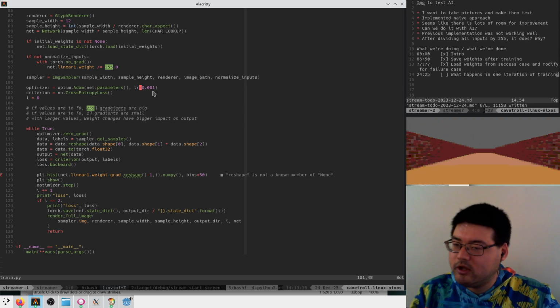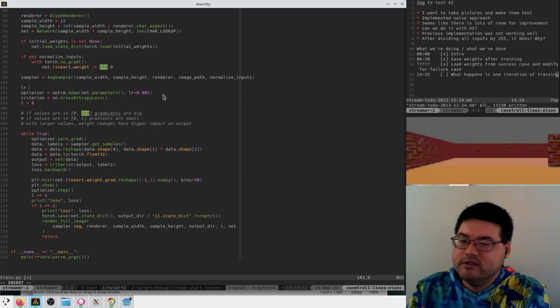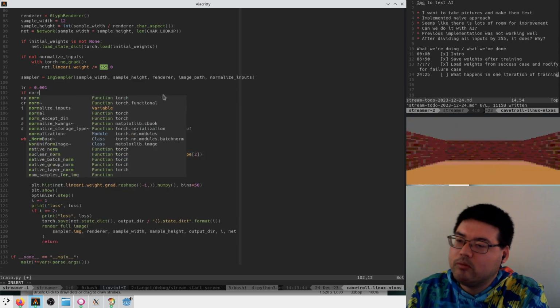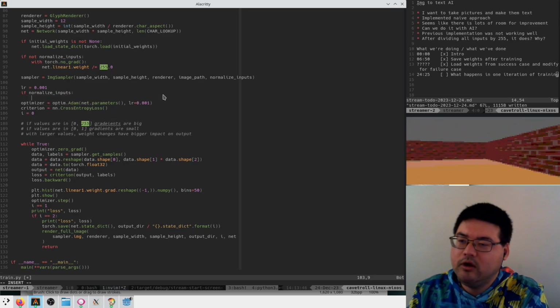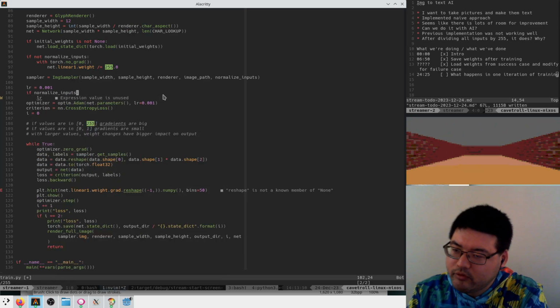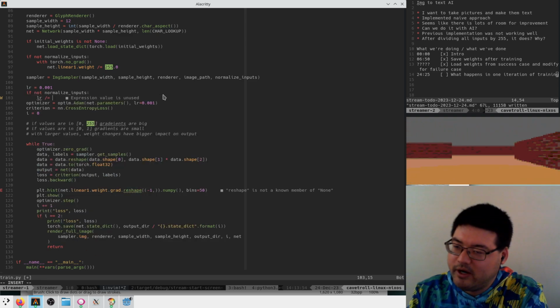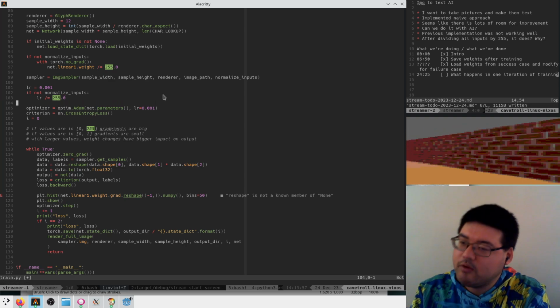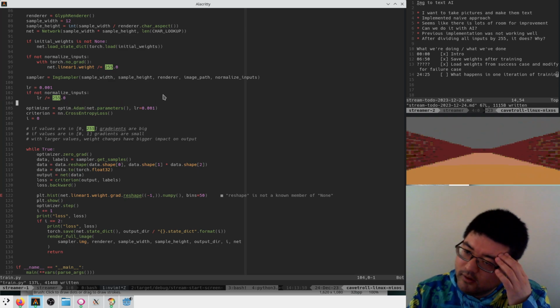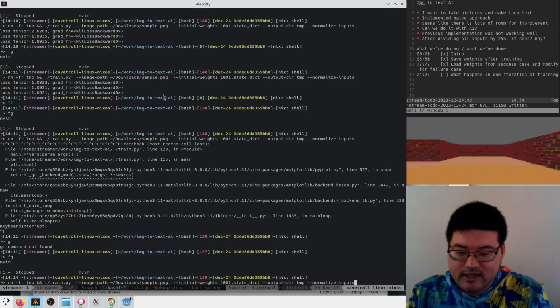So I just don't normalize my inputs, and I just set my LR equal to 0.001, and we'll say if normalized inputs, LR, or if not normalized inputs, LR is divided by 255. And I wonder if we can train that and see similar results in both cases.